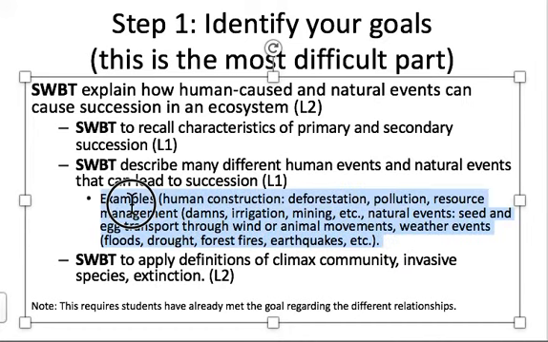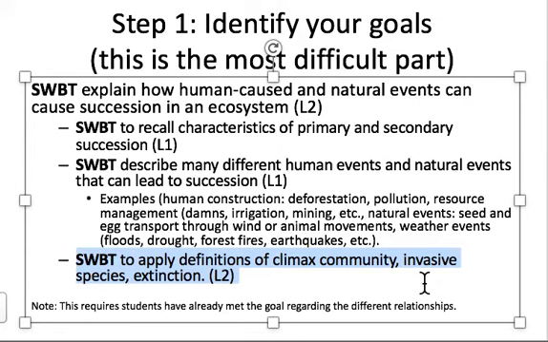Now, I want them to be able to do both. The human is really essential because that leads to the next lesson all about conservation. But natural disasters are also important. If I decide I have to make a cut, I'll go with the human-caused problems rather than the natural ones. But I'd like to keep both. Finally, last part, students will be able to apply definitions of climax, community, invasive species, and extinction to these changes that they're seeing in an ecosystem.